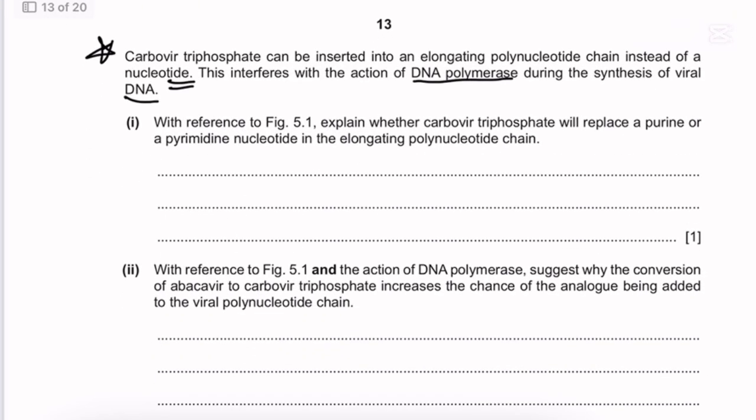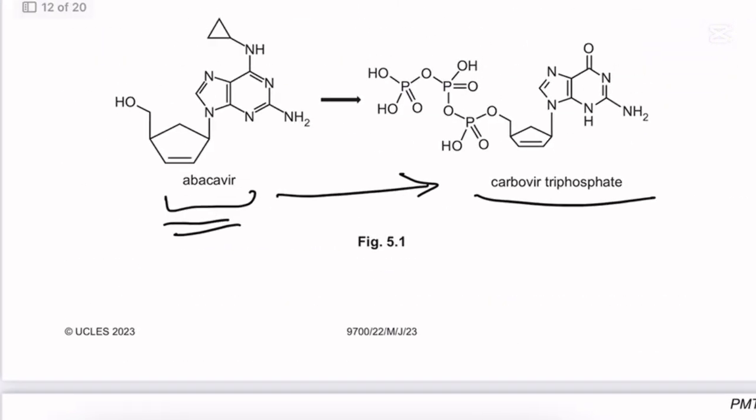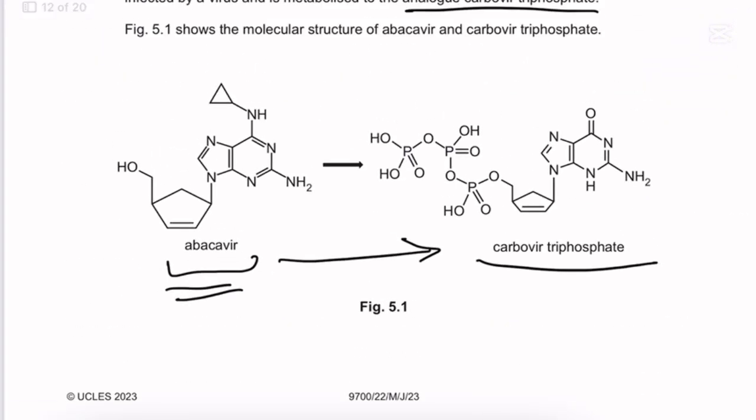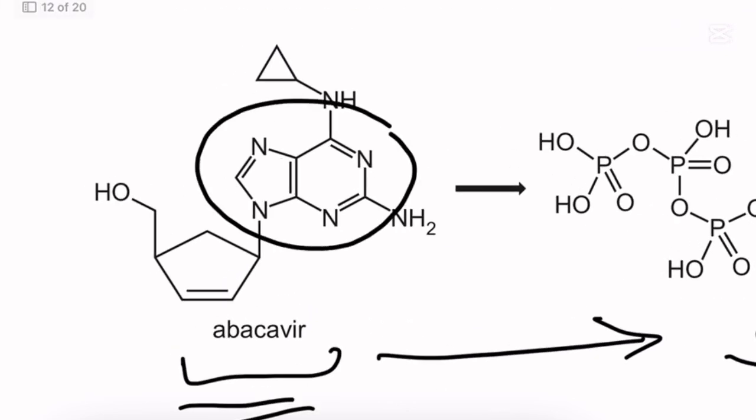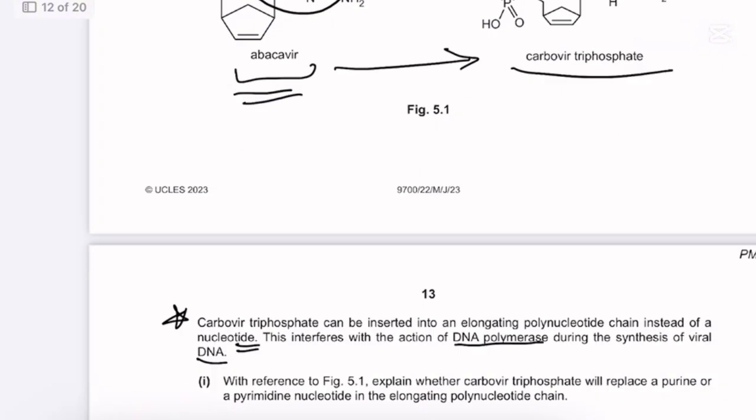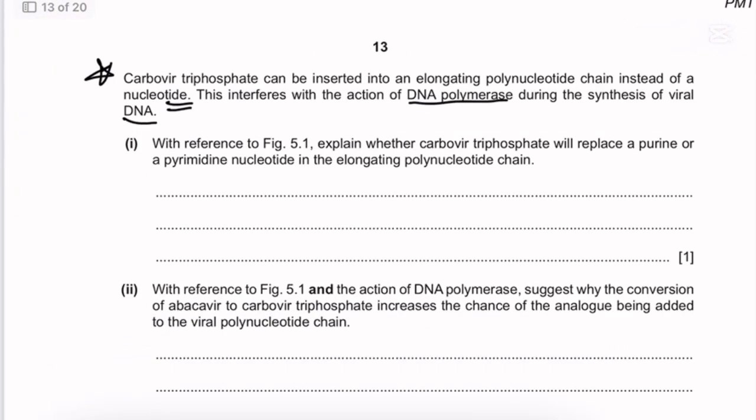And so with reference to figure 5.1, explain whether carbovir triphosphate would replace a purine or pyrimidine nucleotide in an elongating polynucleotide chain. So is it purine or pyrimidine? Actually, it's purine. So it could replace adenine or guanine, because you can see it's a double ring structure. So whenever I want to identify is it purine, is it pyrimidine, I look at the ring structure. If it's a single ring that's made of 6 elements, okay, that's going to be pyrimidine. If it's a double ring, one made of six elements and one made of 5, that's going to be a purine. So it is a purine because it has a double ring structure.